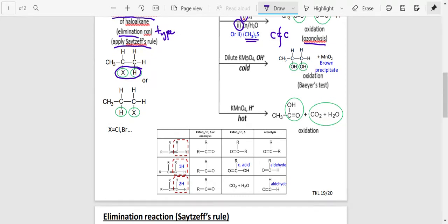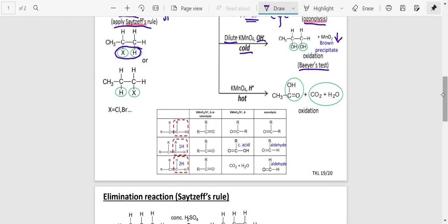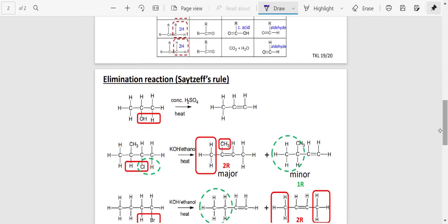If you see dilute KMnO4, potassium permanganate, in basic condition, and it is cold, it's actually Baeyer's test where you will get diol. And MnO2 is a brown precipitate, so you must label an arrow going downward, which means precipitate. If you have hot potassium permanganate, then you will get a different product as well. Later I'll explain. So this is a summary table of the oxidation process. Let's go one by one.